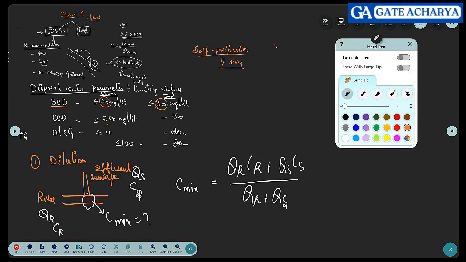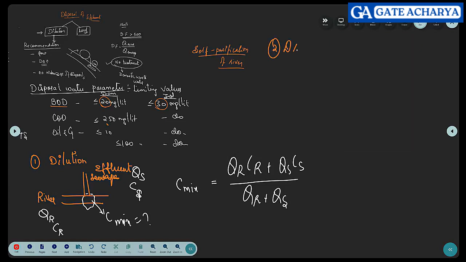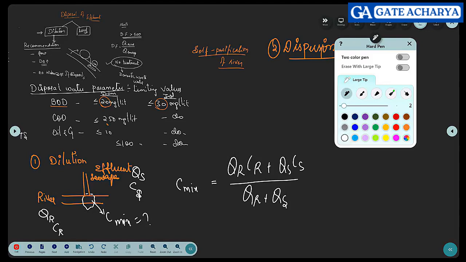Next one is dispersion. What is dispersion? Similar to dilution, the dispersion we can see.